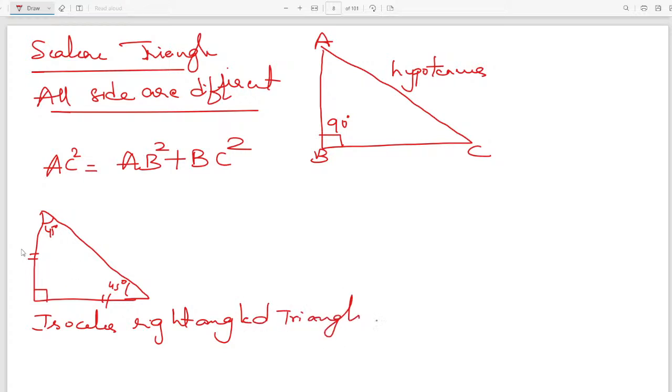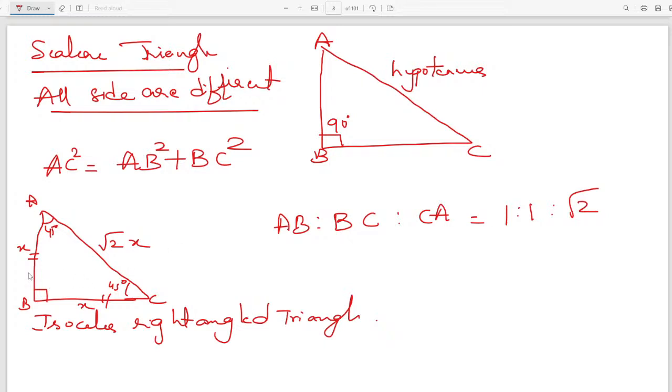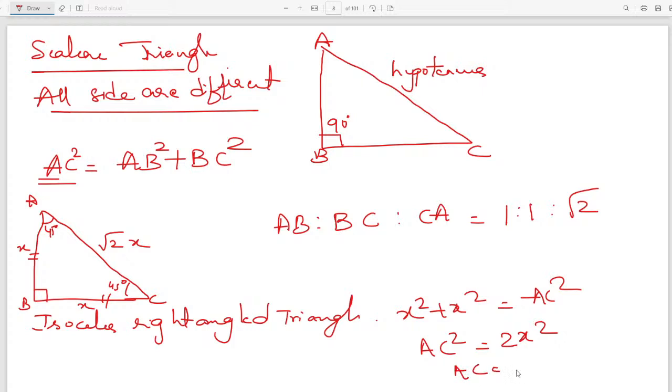In this case, if the side is x here, the sides of the isosceles right angle triangle would be in the ratio, like this be A, B, and C, AB is to BC is to CA, equal to 1 is to 1 is to root 2. Why did root 2 come here? Because if you use the Pythagoras theorem, x square plus x square is equal to AC square. AC square is equal to 2x square. AC is equal to root 2 x.